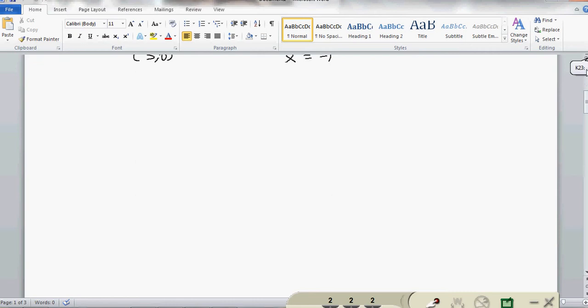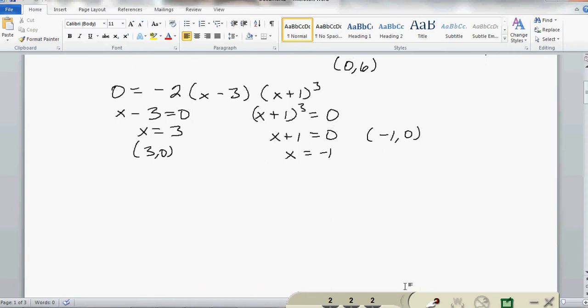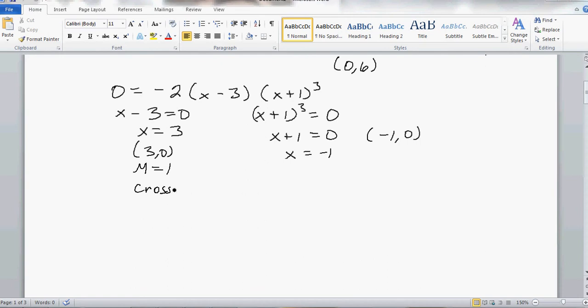Part D. It says determine if it touches or crosses. Well, here if we look at this, this is multiplicity 1 because there's the 1 right out there. So multiplicity of 1 means that it crosses because it's odd. And let's see, this has multiplicity of 3, so that means it's going to cross as well. And if you remember, the way the graph looks is pretty much just something like this. It crosses at -1, it crosses at 1, or at 3, I'm sorry.